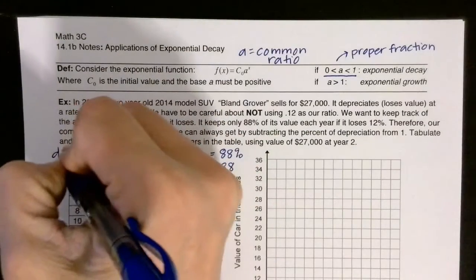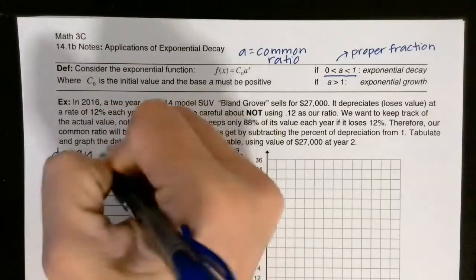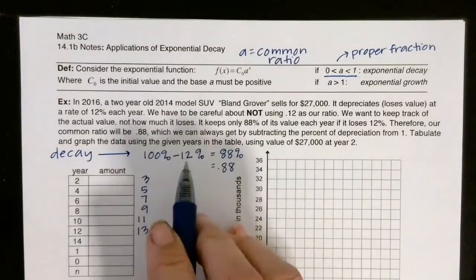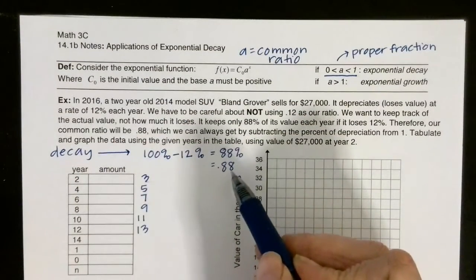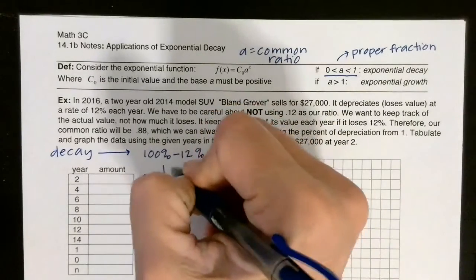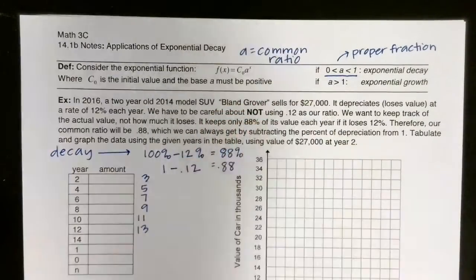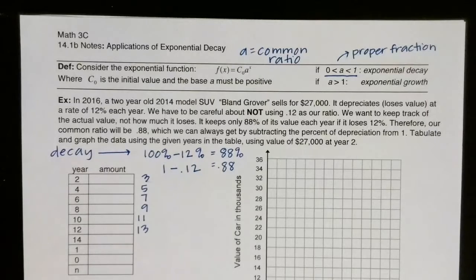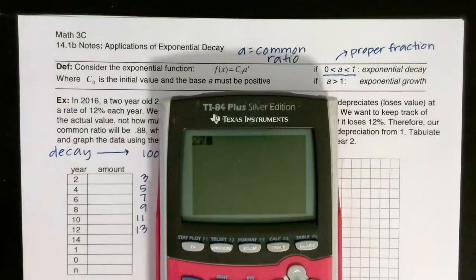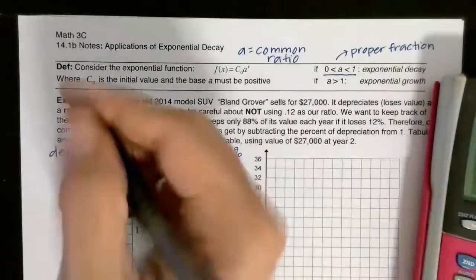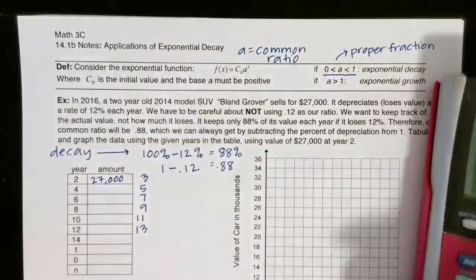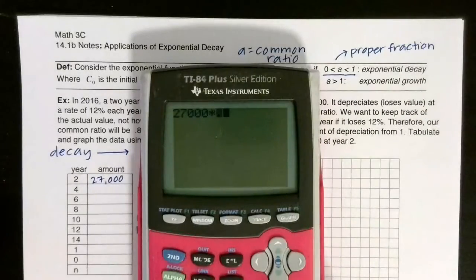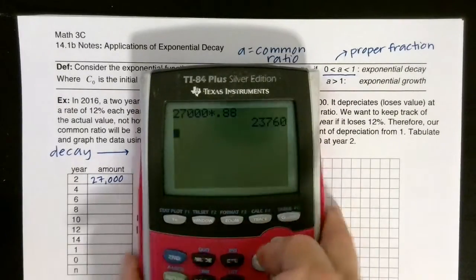This is going to be decay, like I said, and if it's decay, it's 100% minus the 12%, which gives us 88%, or 0.88. Another way to do this is 1 minus 0.12, and that gives you 0.88 as a decimal. All right, so let's type these in. We have 27,000. They told us that's the original value. To find out the next number, I'm going to multiply by 0.88.